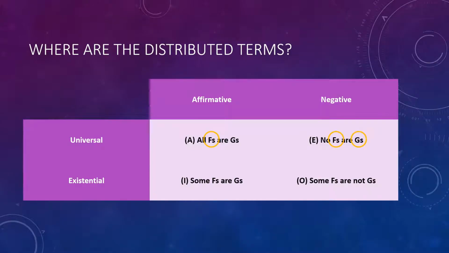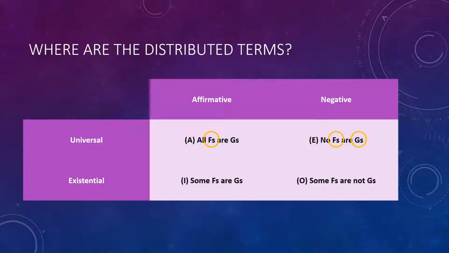If we move to the second row where our existential generalizations are, let's look at first the affirmative I sentence, some F's are G's. If I say some cars are red things, have I said anything about every car? The answer is no. I've only said that some of them are red. We also have to ask whether I've said anything about every red thing. The answer again is no. I've said that some red things are cars, some cars are red things, but I haven't said anything about every red thing. So neither term in an I sentence is distributed.